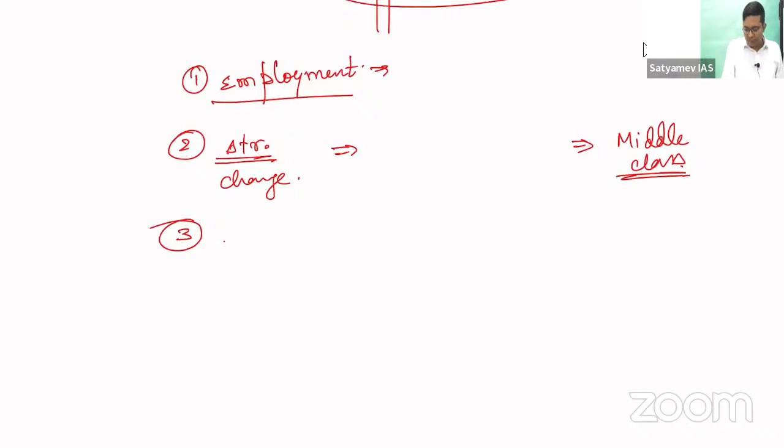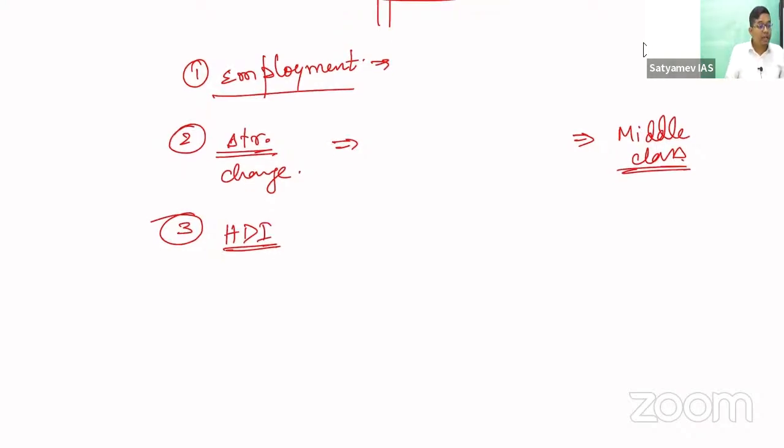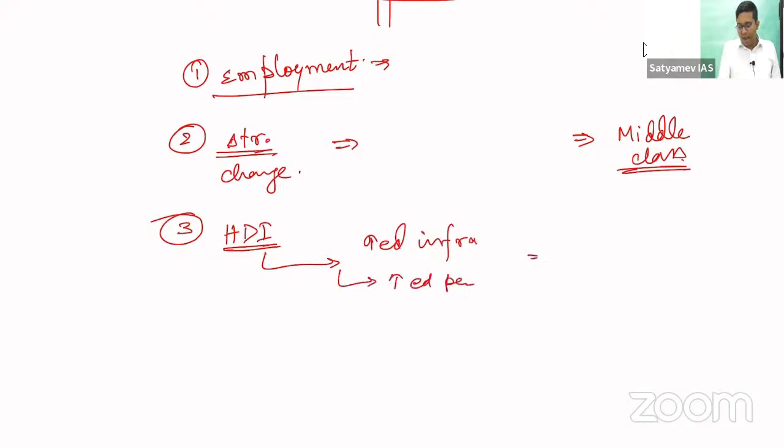And then you will be talking about the HDI, overall HDI. Overall HDI means the health standard, the education standard, and quality of life. All these three are increasing. Why? Because of increased infrastructural support, because of increased per capita income. And that is giving rise to middle class.